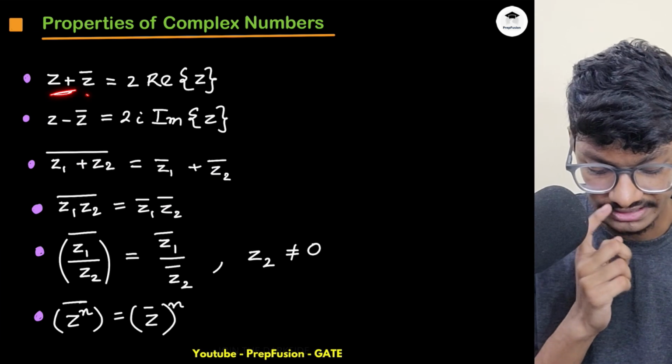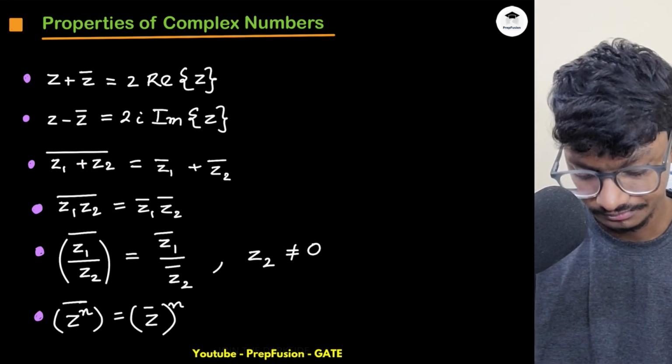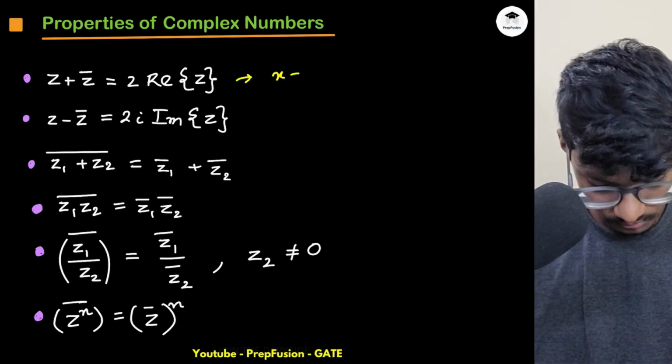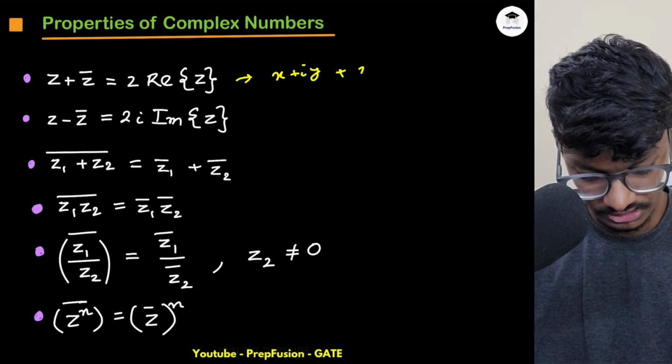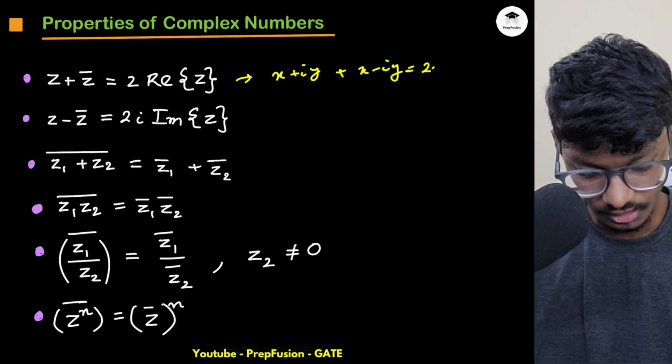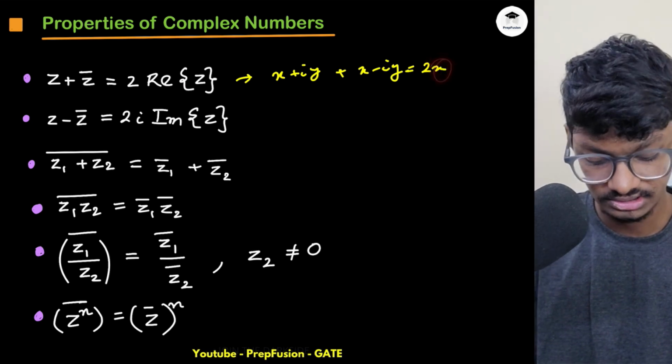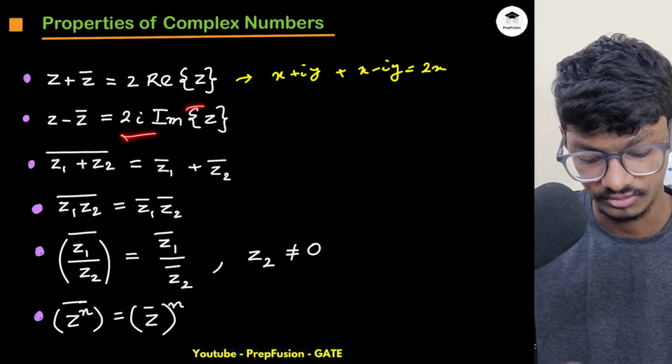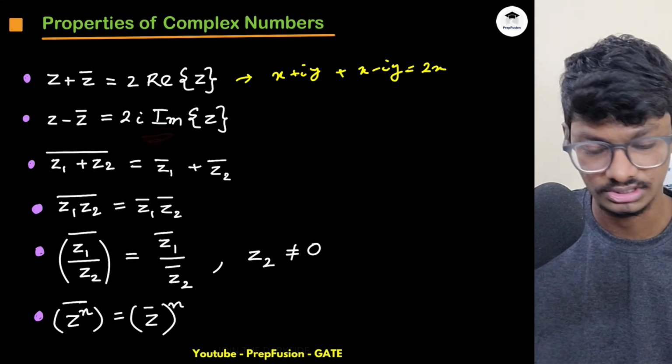So if I add z plus z bar, what will happen? I will add x plus iy plus x minus iy, which is 2x. Basically x is the real part of z, which is exactly written over here. Similarly, you can do the derivation for this same thing.